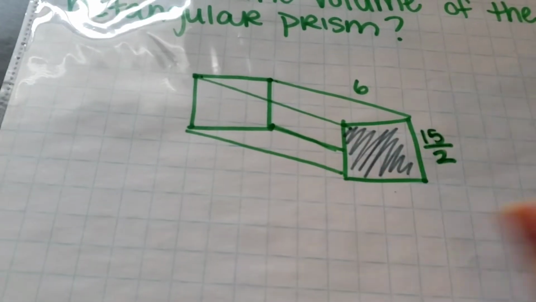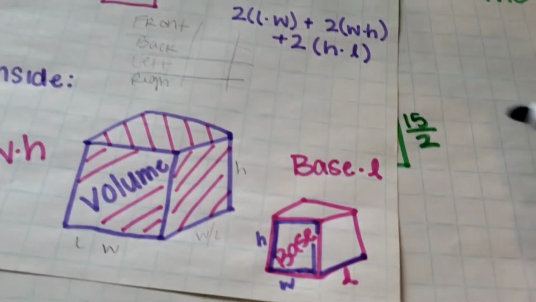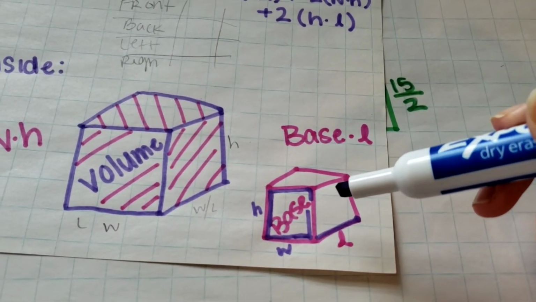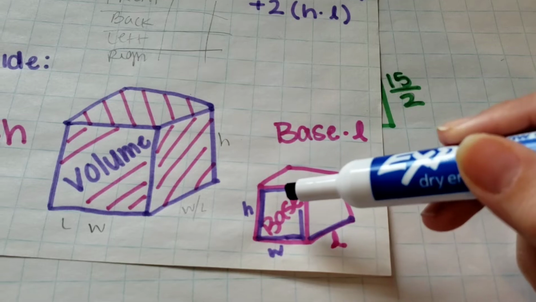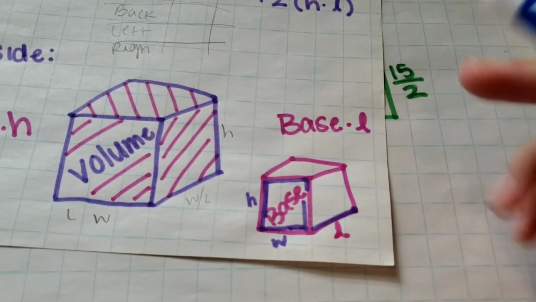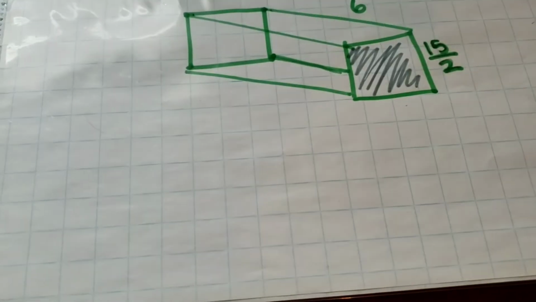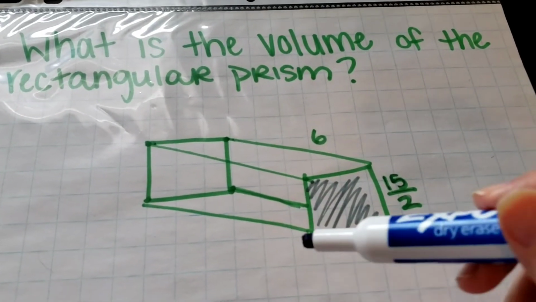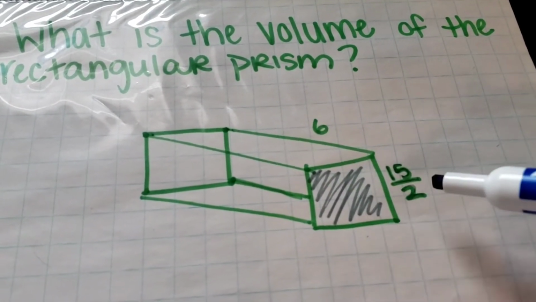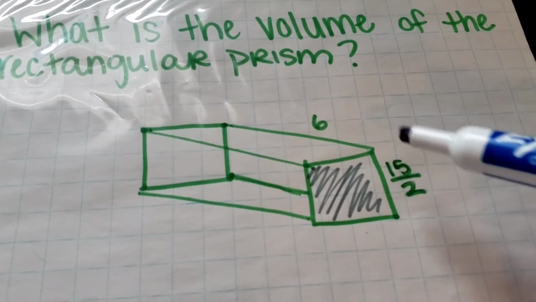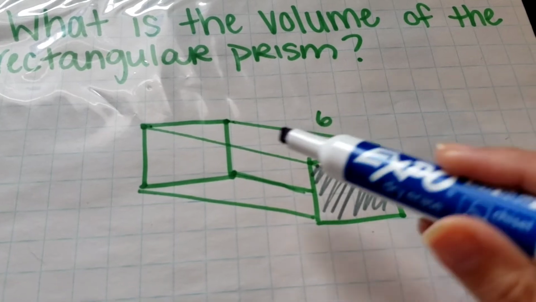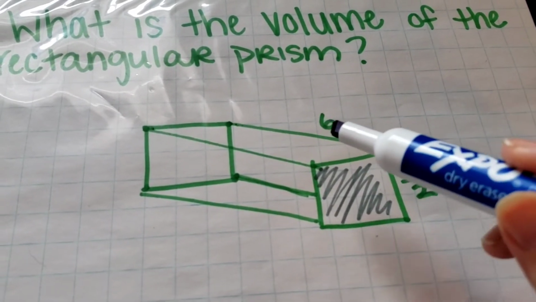Now, let's say that they give us a base, right? If they give us a base, then we need to multiply whatever our base is by the other figure present. So I made a rectangular prism again, and this face has the base of 15 halves, and we have the length or the width, whatever you want to base that off of, to be 6.